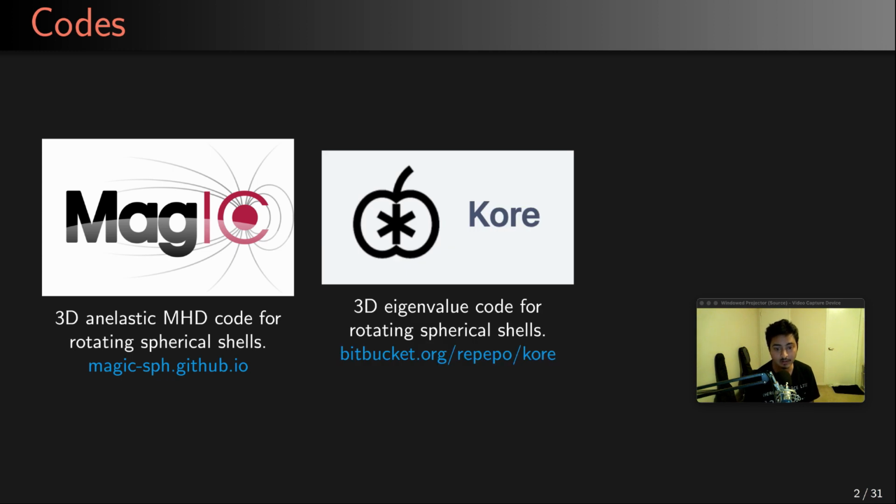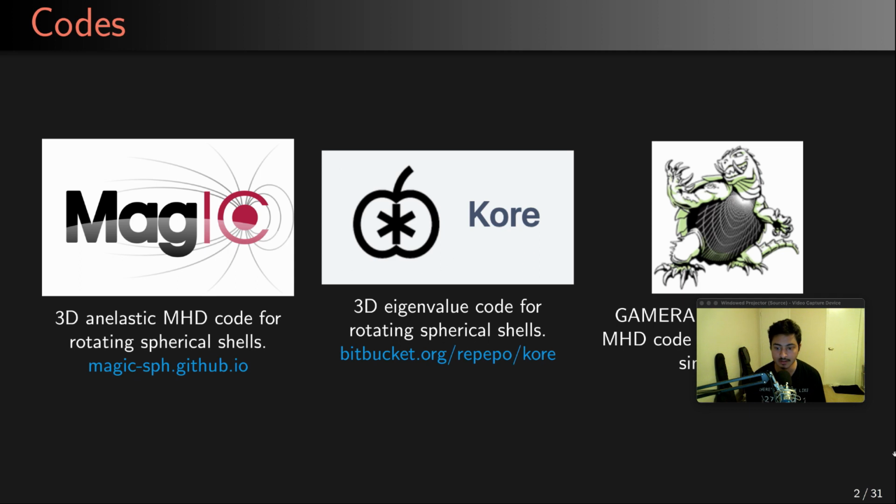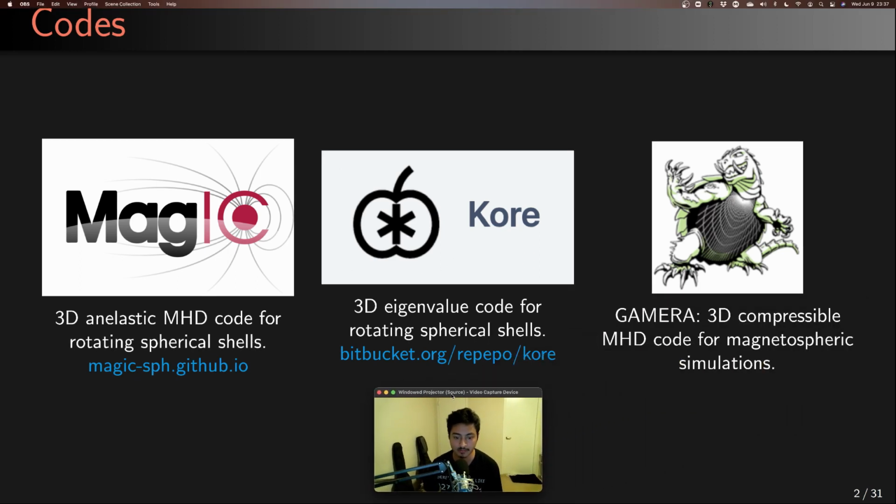The second one is called Cori. It's a 3D eigenvalue code for rotating spherical shells, and presently it can only handle incompressible fluids. There is a long-term plan for making it anelastic, but that's far in the future. Thirdly, this is called Gamera. It's a 3D compressible MHD code for magnetospheric simulations, which I am somewhat familiar with, and I've modified some things on it.